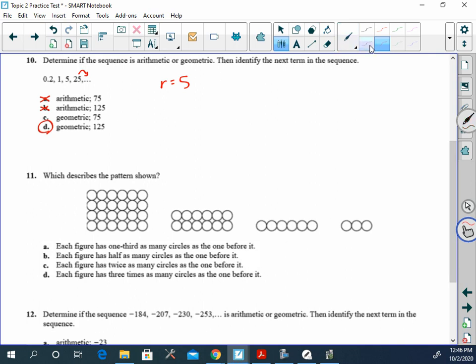Okay, and then looking at 11, just describing the pattern. You can see the full picture here, and then it looks like it loses a couple of the rows, and then it loses a row, and then it loses some circles. If we're trying to describe it, we can look at our choices. Each figure has a third as many? That's not true. Each figure has half as many as the one before it. Looks like it cut in half again. So I would say B is the correct choice.